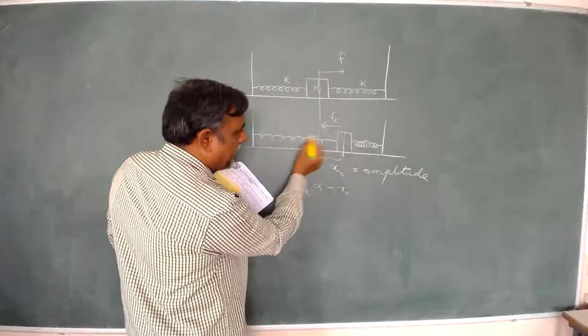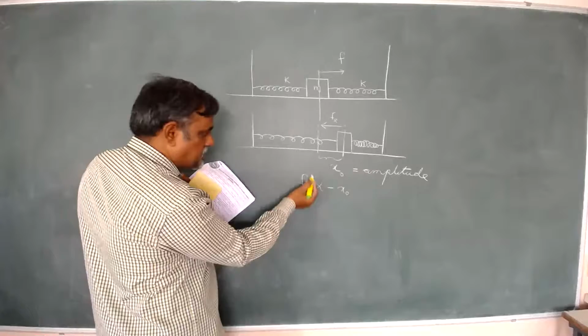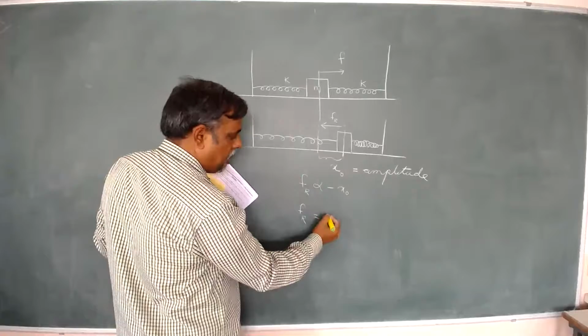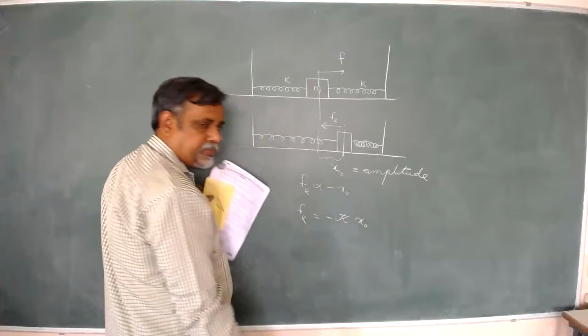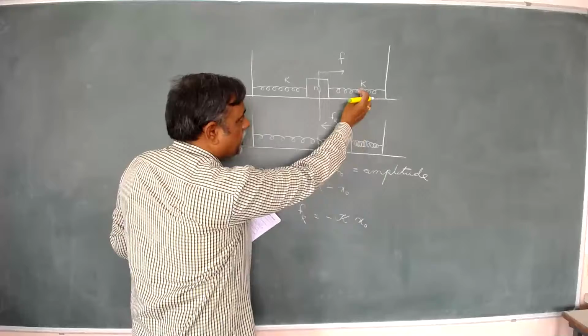Yes or no? So what about this? FR, the restoring force, is equal to a constant, which is K into X naught. Why did I write this K here? This is the spring constant K.